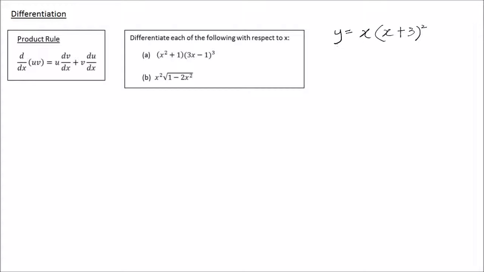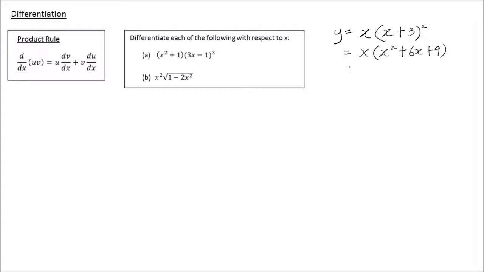Now, if given such a question, this can be expanded out quite easily. After that, you can differentiate it in the normal way. I'll show how this can be done without applying the product rule. Expanding out this bracket, we'll get x squared plus 6x plus 9.